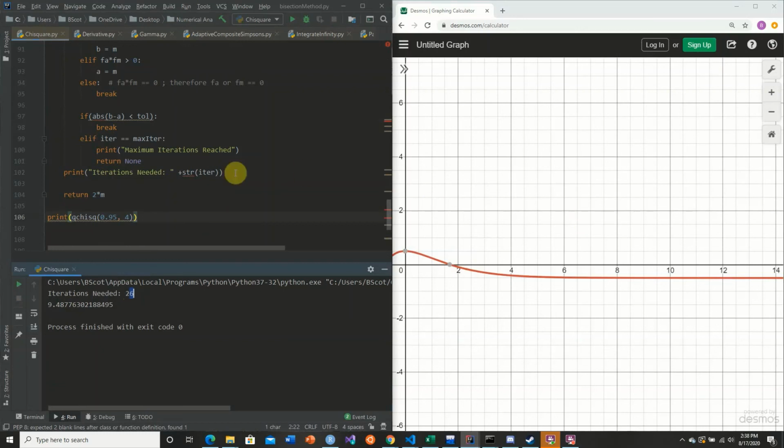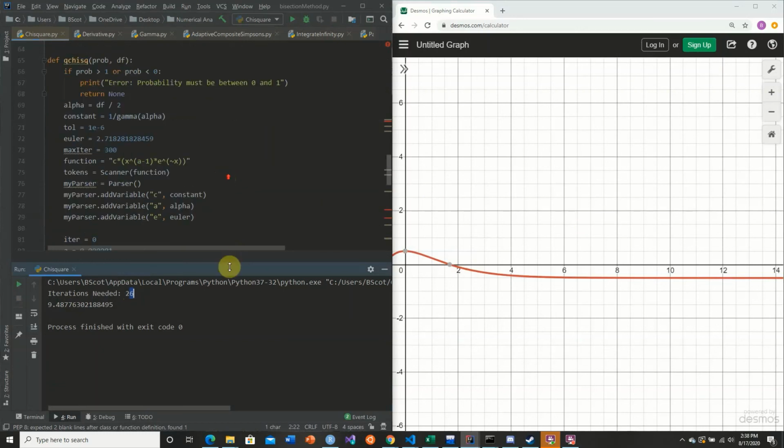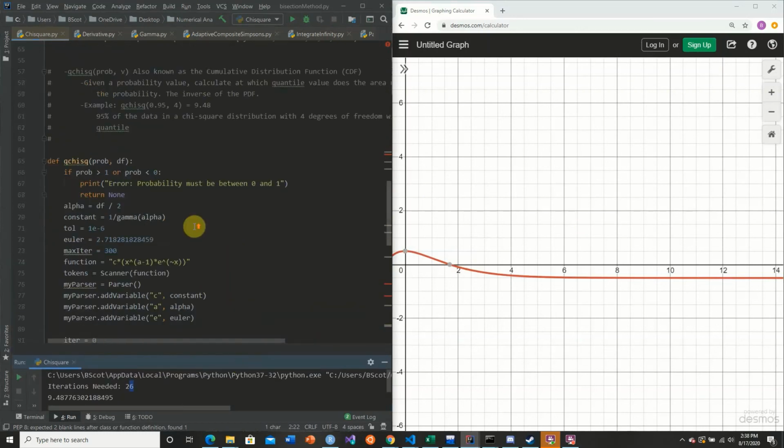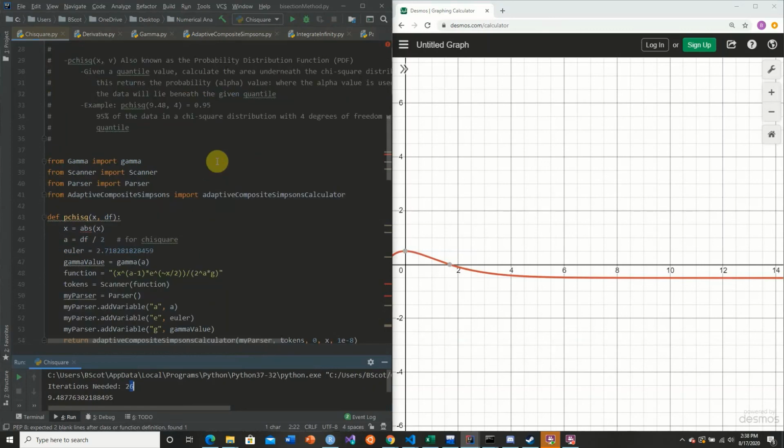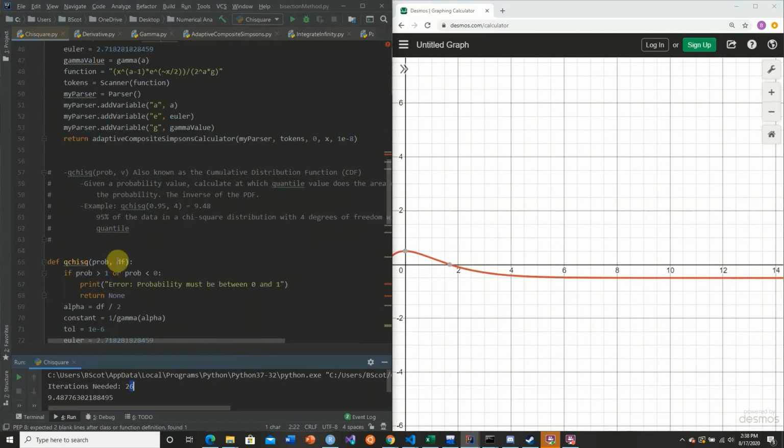So hopefully you guys have learned a lot from this. In these past 2 episodes, we've gone over the chi-square distribution, how to calculate it numerically, how to numerically calculate the cumulative distribution function and the probability distribution function. And both of these functions are found in R as well, so we've also replicated these functions in R.